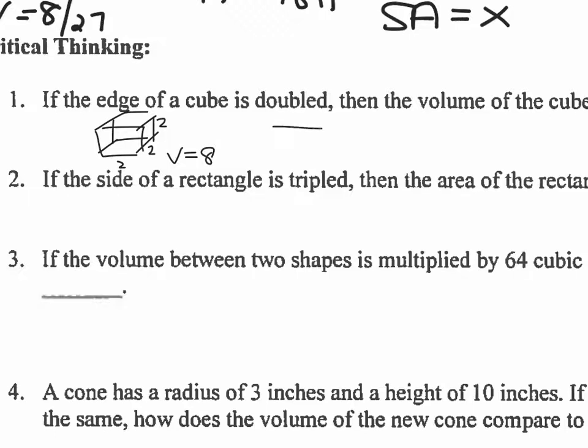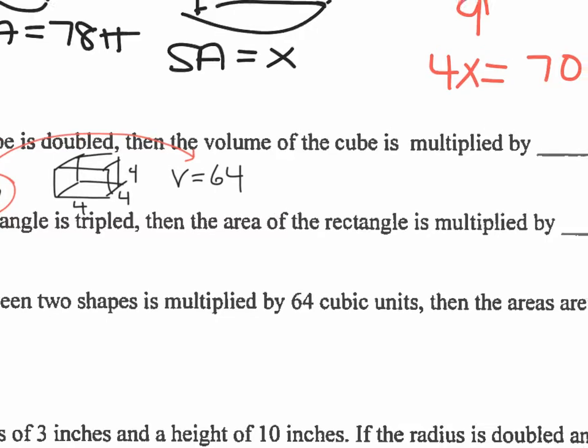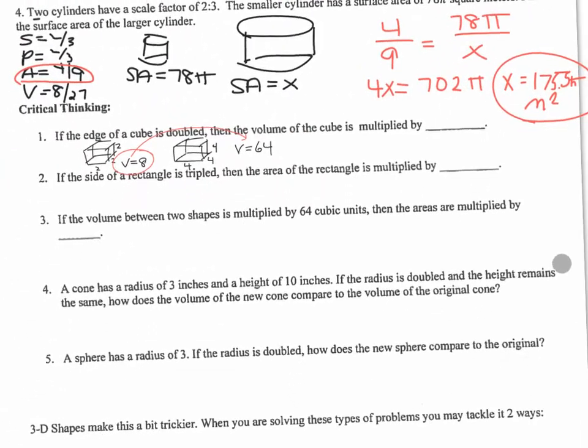Now I'm going to take my sides, and it says the edges of the cube are doubled. So I'm going to double my sides. If I double 2, I get 4. So 4, 4, and 4. What's the volume of those? 4 times 4 times 4 is 64. So the big question is how do I get from 8 to 64? Because it says the volume of the cube is multiplied by what? So 8 times what gets me 64? Well, that's 8. So it's being multiplied by 8.